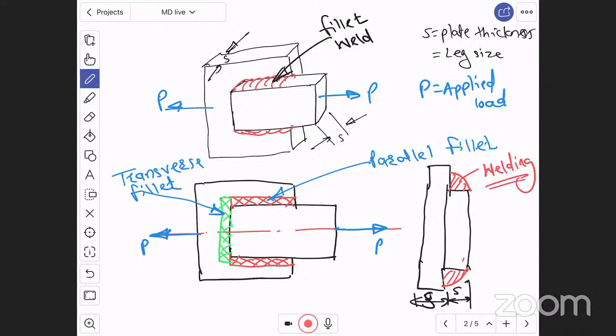Now, our target is to focus on this and design this fillet weld. If I want to design this fillet weld, you can see this section over welding, this portion of welded portion. If I zoom this portion, here I will show you.